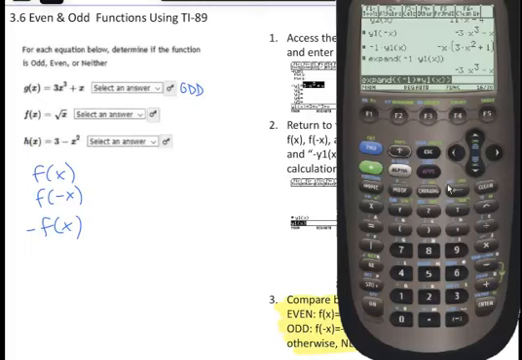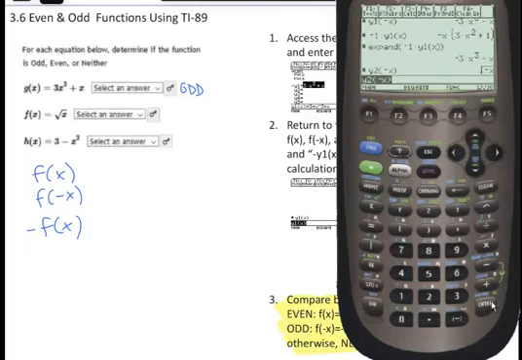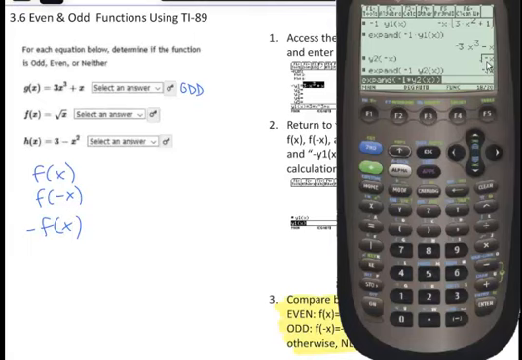So if I take my test right here, again, I'm just going to highlight this and change the y1 to y2. I'm going to test now for this second function. Is square root of negative x equal to the square root of x? No. I'm going to highlight this, change it to a y2. When I evaluate this, is negative root x equivalent to the square root of negative x? No. So this one would be neither.